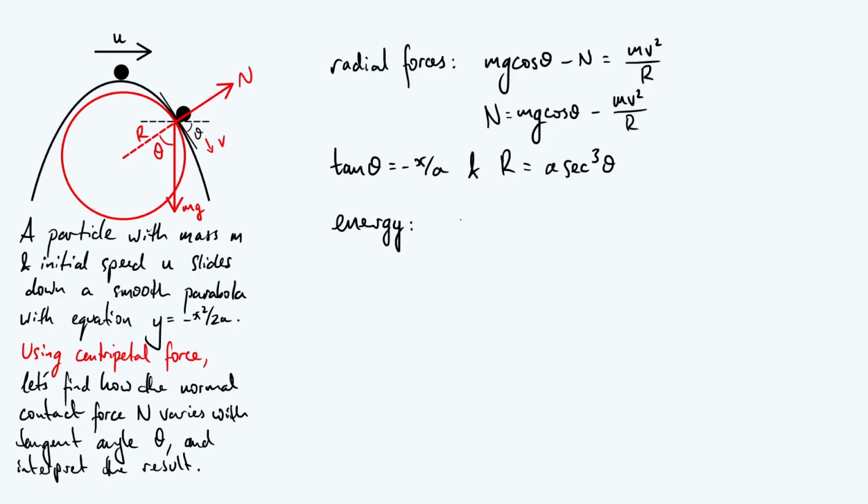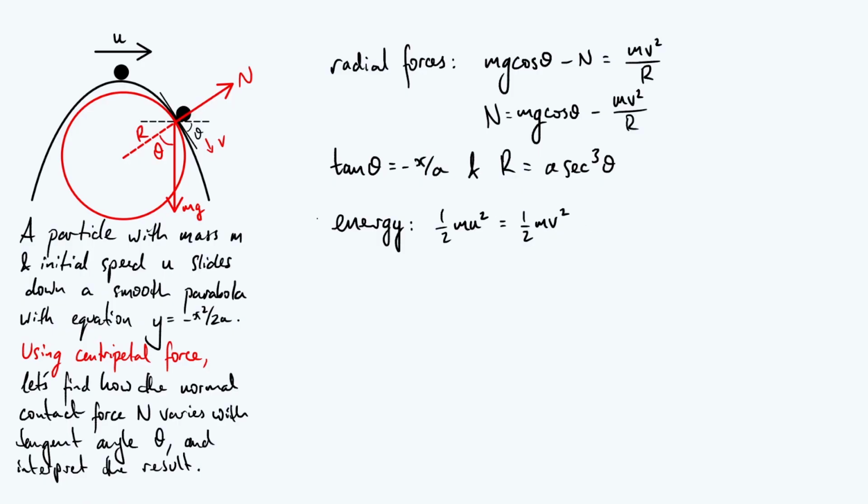So initially, the energy of the particle is purely kinetic, half mu squared, provided that we take the zero level for gravitational potential energy to be at the top of the parabola. At the instant when the particle reaches this point here, when the tangent angle is theta, it's got both kinetic energy, this time it's half mv squared because it's got a different speed v, and it has lost some gravitational potential energy.